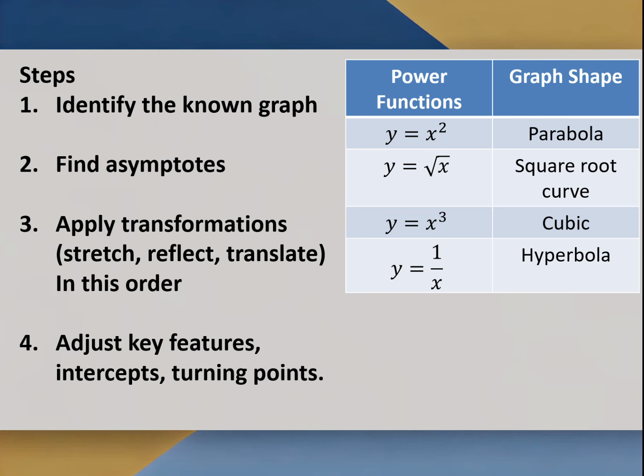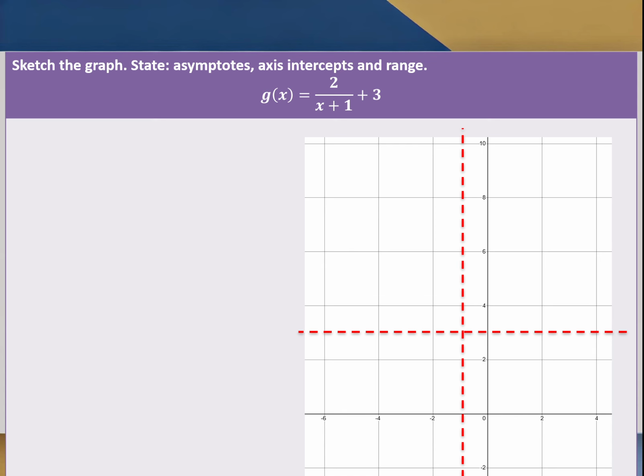Then we need to apply a transformation. That is stretching, so dilation, reflection, and translation. Just be mindful that we need to deal with stretching before we deal with translation, and I'm going to talk to you about the reason why. Then finally, we can adjust our key features, with intercepts and turning points, to graph.